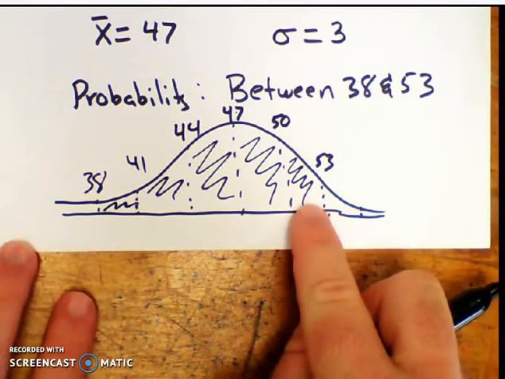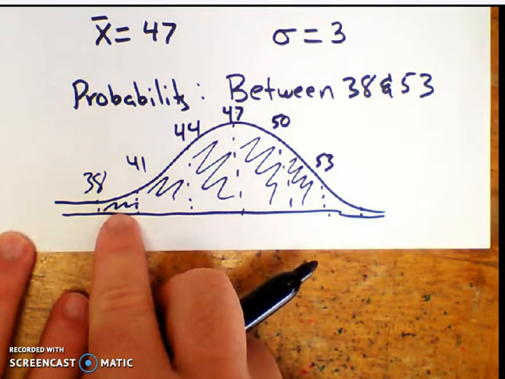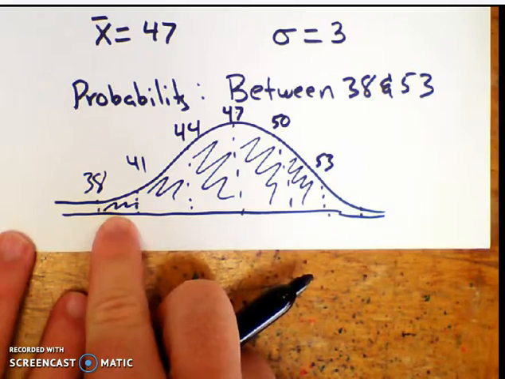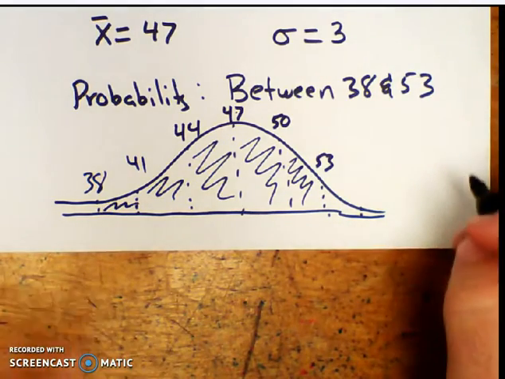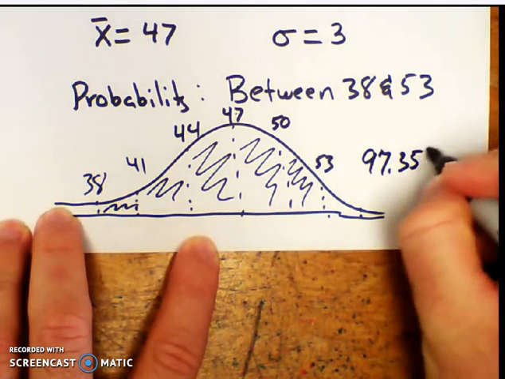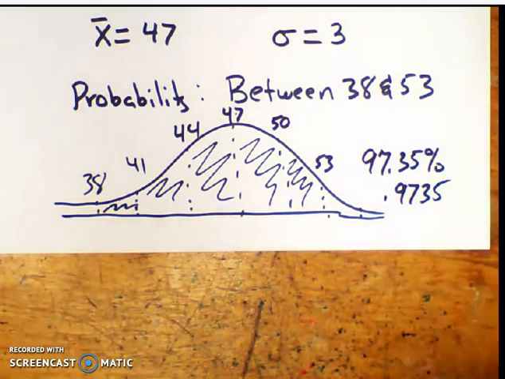Well, this is 13.5, that's 34, 34, 13.5, and then 0.235, or 2.35. Add all those together and you get 97.35%. Convert that to a probability, 0.9735.